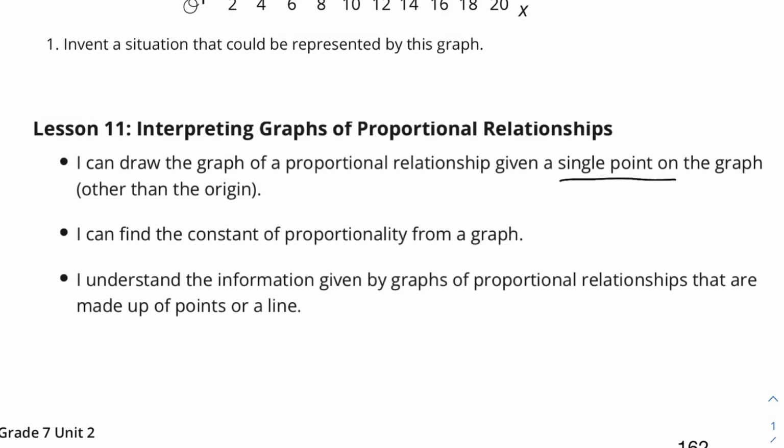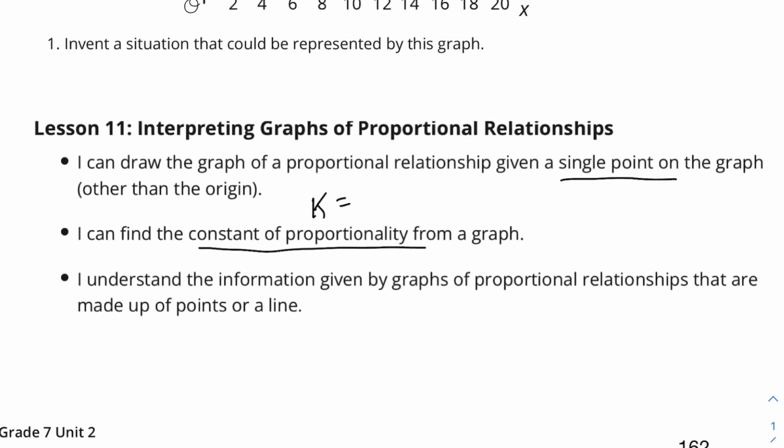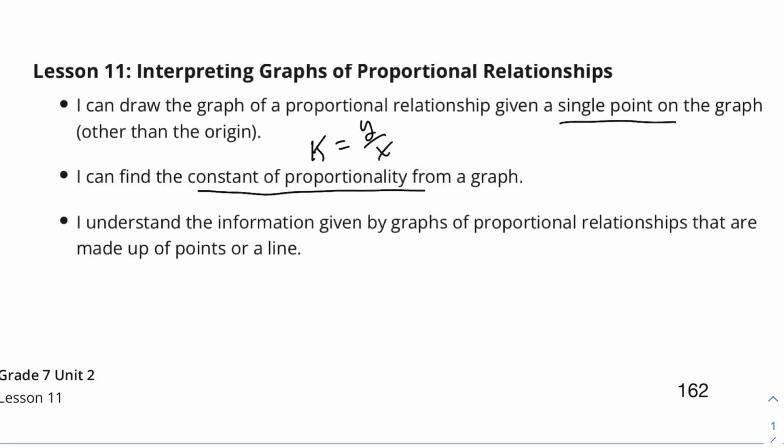Number 2, I can find the constant of proportionality, that is my k value, from the graph. Remember, the k is always equal to y over x. That'll come in handy as we find that. And 3, I understand the information given by graphs of proportional relationships that are made up of points or a line.